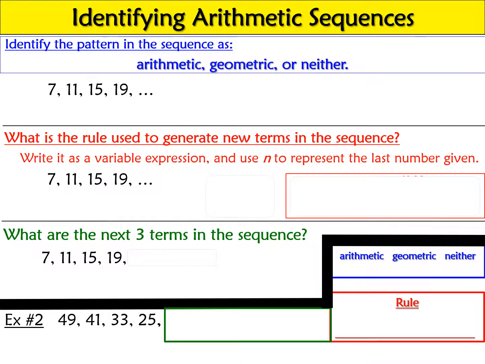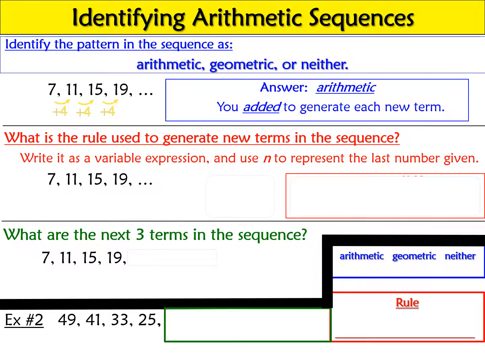When we see a pattern of numbers, often we're going to want to identify that as either an arithmetic sequence, a geometric sequence, or neither of the two. Well, the first thing that you should notice in this pattern of numbers is that we're adding 4 to move forward. And because we're adding the same number each time to move forward in the sequence, we have an arithmetic sequence. The second thing you often might be asked is to identify a rule using a variable for that sequence.